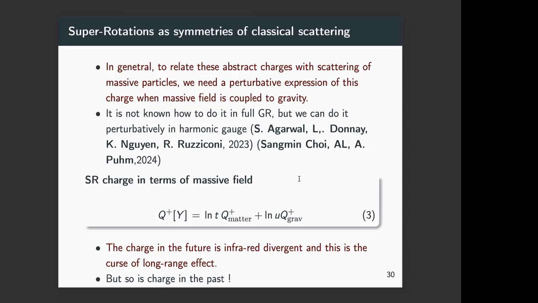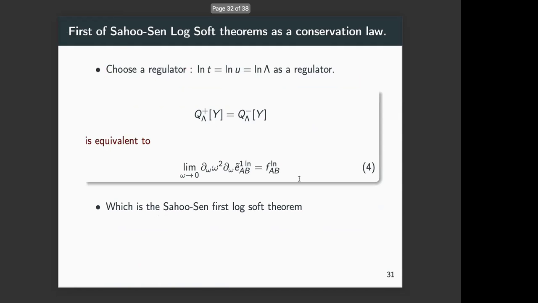And this is a charge. The plus superscript here simply indicates that I've computed them for the outgoing fields, but of course we could do the same computation for the incoming fields. And now, because they are divergent, we have to regulate them.